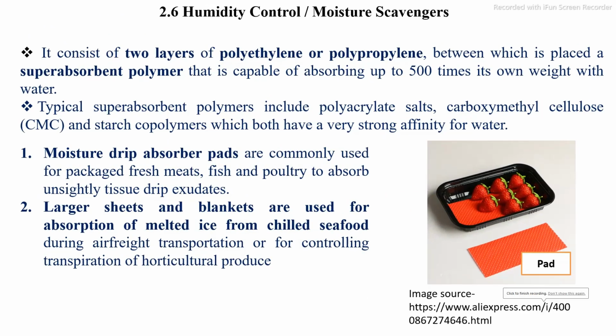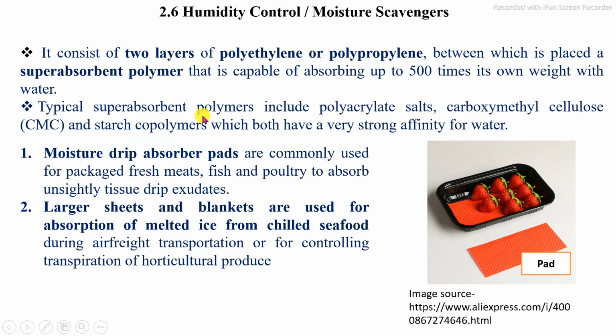The next active additive is the humidity control or moisture scavenger, called a super absorbent polymer. It has the capacity to absorb moisture up to 500 times its own weight. It may be incorporated between the layers of the packaging material, added into sachet pads, or in the form of blankets and sheets.